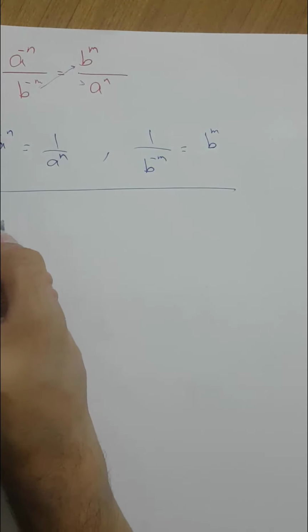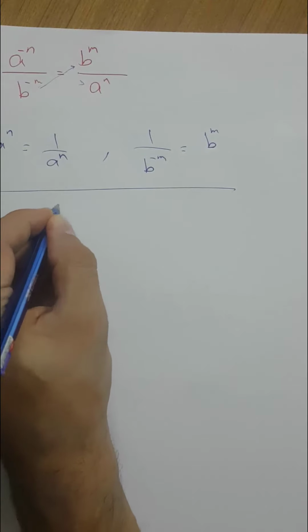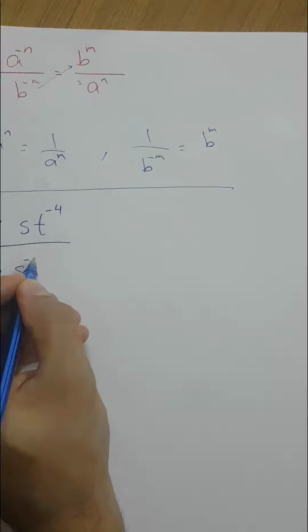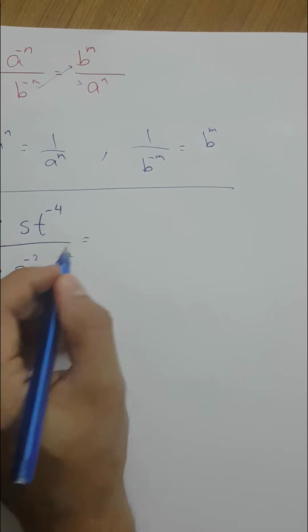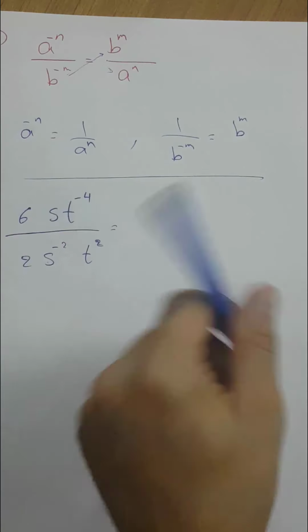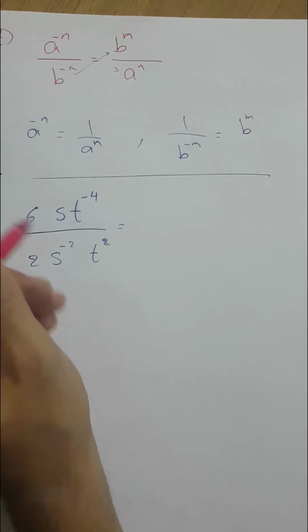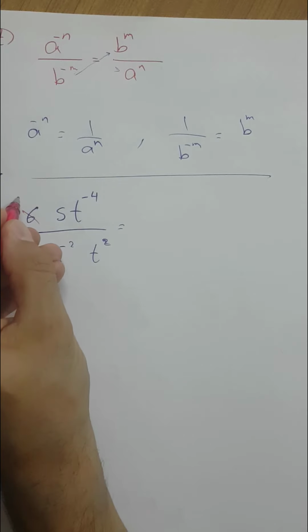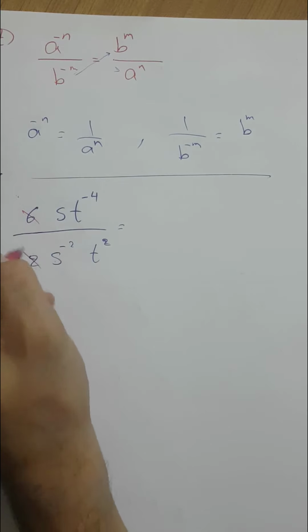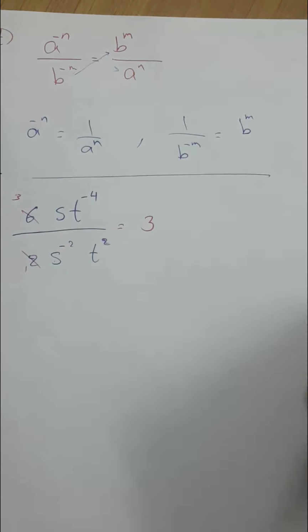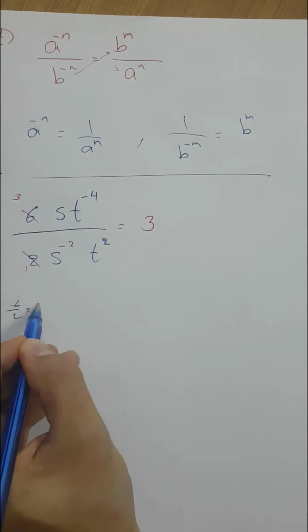If I have (6s t^-4)/(2s^-2 t^2), what is it equal to? Before starting, you have two numbers, so you can find the factor. I divide by 3: 6 divided by 2 is equal to 3, as you know.